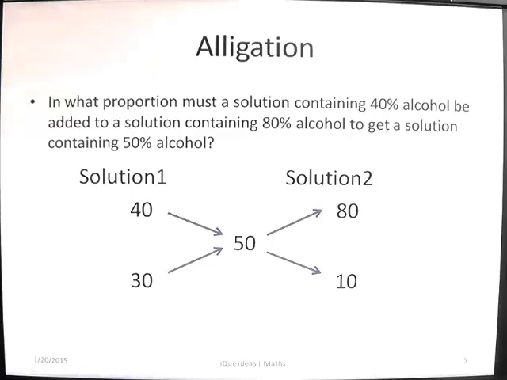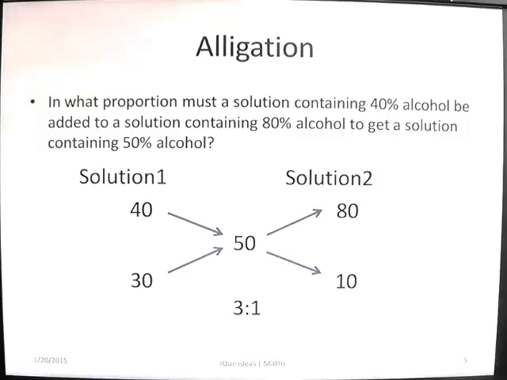So as you can see, the difference between 40 and 50, 10, we write on the other side. The difference between 50 and 80, 30, we write on the first side. So 30 and 10, which is the ratio of 3:1, is the answer. So if the first solution is in the proportion of 3 and the second solution is in the proportion of 1, then the resultant solution will have 50% of alcohol in it. You can use some numbers and you can verify this result. So this simple crisscrossing technique that I used right here is the one called alligation.